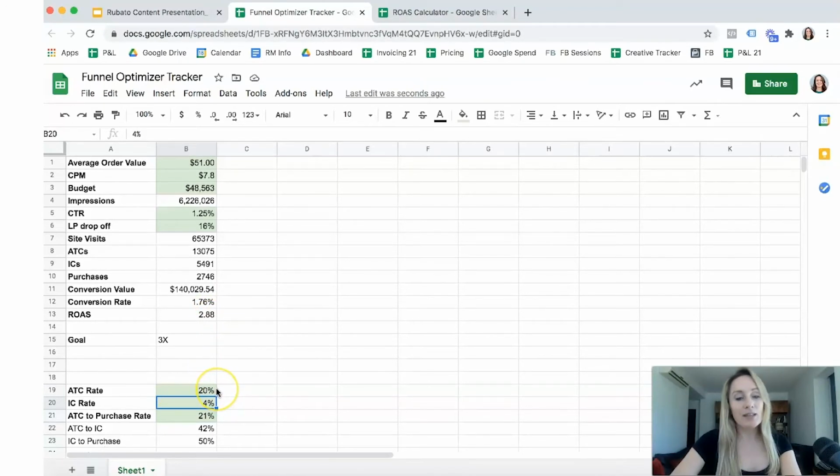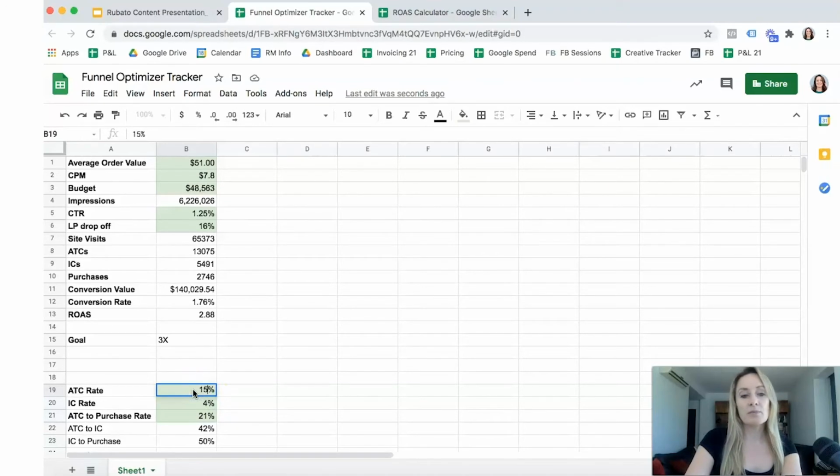Now, we would attack that from two angles. Obviously, the angle of the quality of traffic coming through the funnel, but also looking at what friction there might be on the landing page. Let's say that we can only get this up to 15%. And then let's say that we actually do end up being able to increase the click-through rate, for example, to 1.4%.